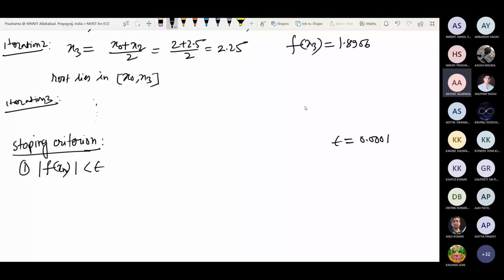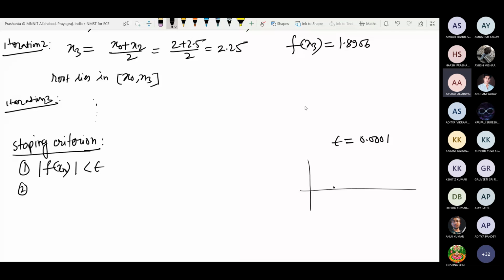What does functional value mean? That is the height of the function. So if the height of the function is very small for certain values of xn, then we can think that that is a root. Yes or no? Yes, sir. Now I'll discuss in detail what the drawback of that is.